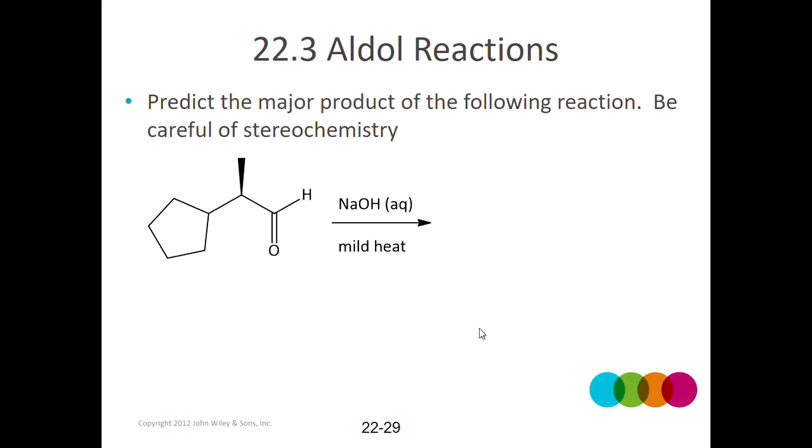All right, so let's see if we can predict what's going to happen here. We're using some heat, and so that tells me that the elimination is going to occur. You might see heat written out like that. You might see it written out as just a little delta indicating that there's heat going to be added. So the point of the heat is to tell you that the elimination is going to occur after the aldol.